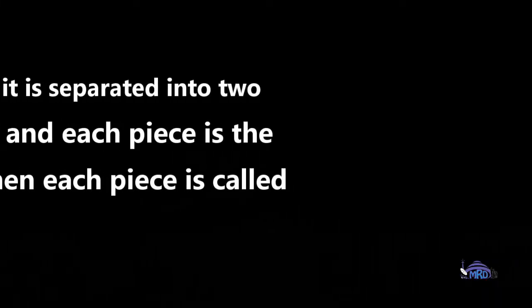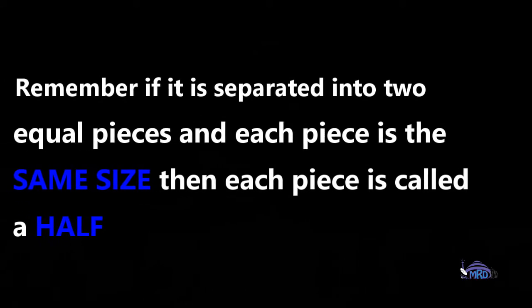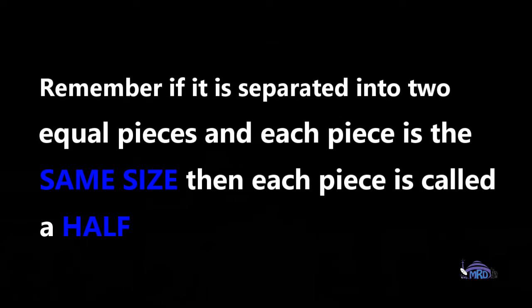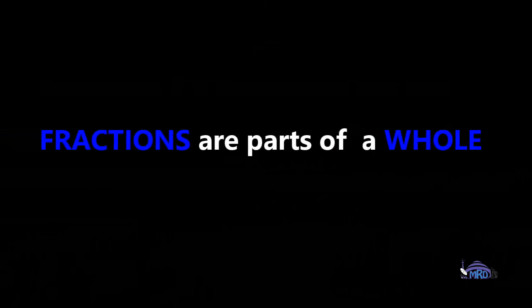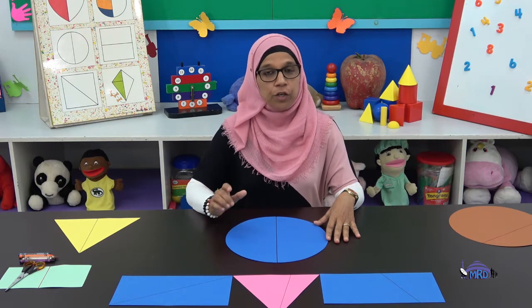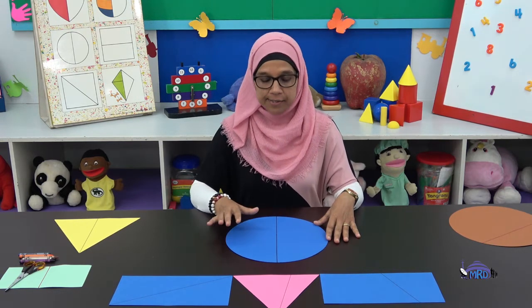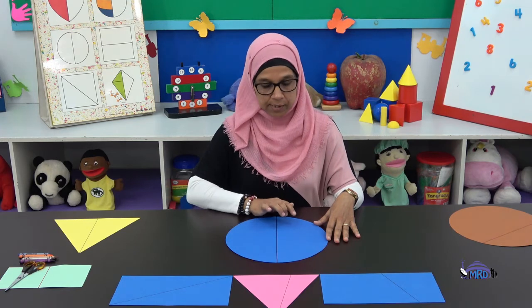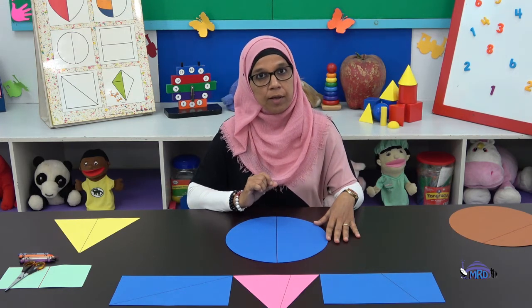Let's recap, students. Remember, if it is separated into 2 equal pieces and each piece is the same size, then each piece is called a half. Fractions are parts of a whole. So here we are with our shapes. You have to decide if it is separated into equal pieces where each piece would be called a half.